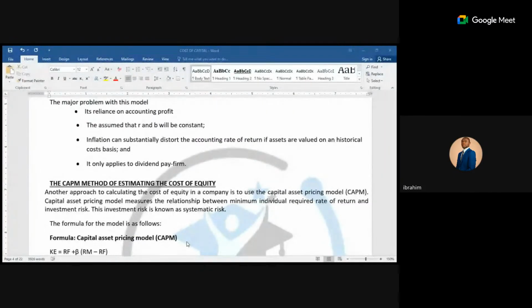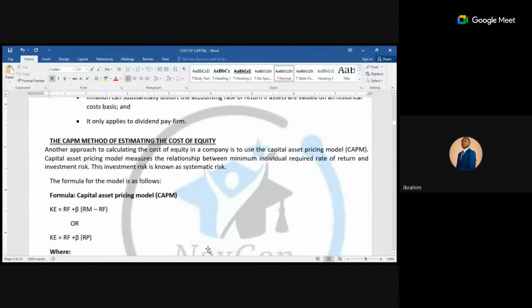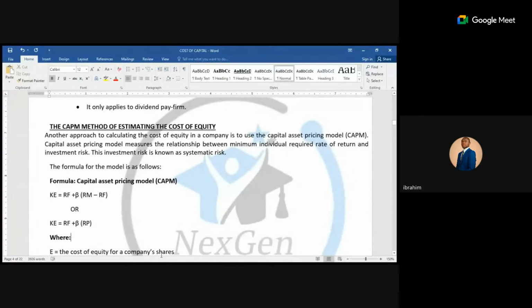And what is this risk? It is what we call systematic risk. Class, what is the formula for calculating the cost of equity using the capital asset pricing model? There are two approaches. There are two formulas, but it depends on what is given to you in the question. I keep making reference to the question. The question will determine whether you want to use A or B.